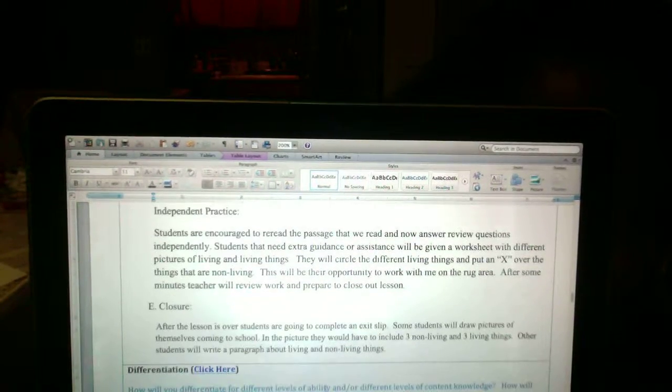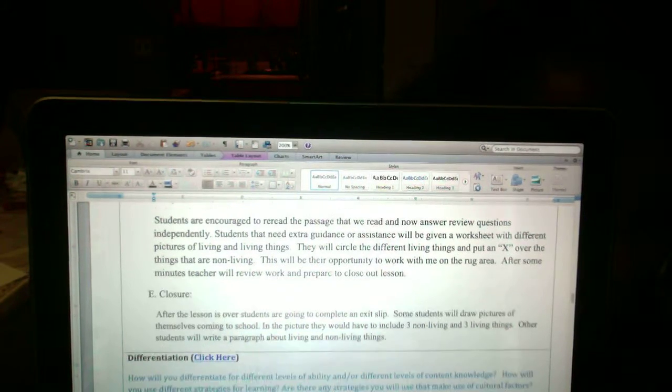So to close out the lesson, students will complete an exit slip. Everyone in the classroom will have an exit slip. For my students that are lower level or lower achieving, they will draw pictures of themselves coming to school, and in this particular picture they would have to draw 3 non-living and 3 living things. For my higher achieving students or higher level learners, what they would do is write a paragraph about what they pretty much learned during this lesson about living and non-living things.